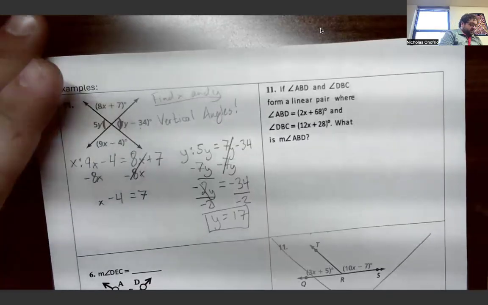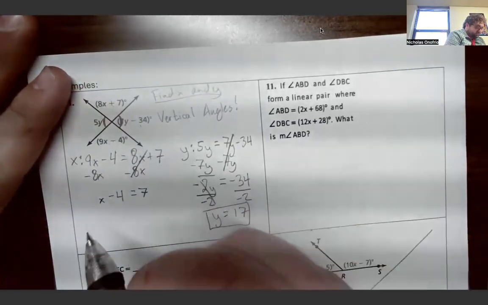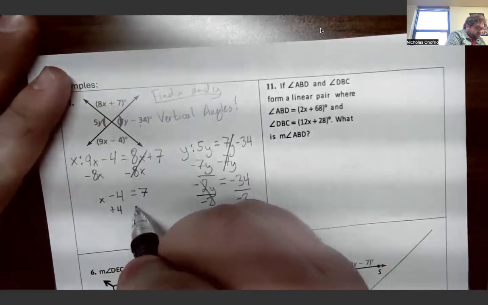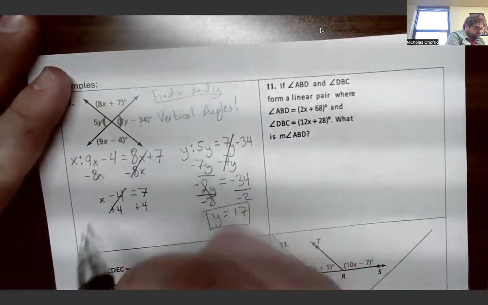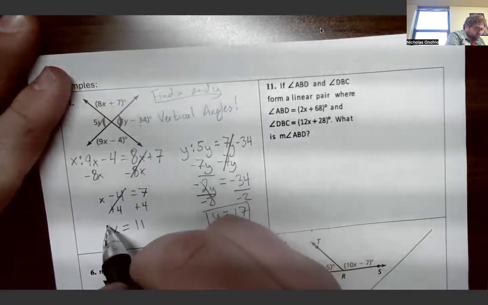And now we're just looking to get rid of a minus 4. So we look and we say, how would I do that? What's the opposite? Oh, we add it to both sides. So we add 4 to both sides. We get x equals 11.